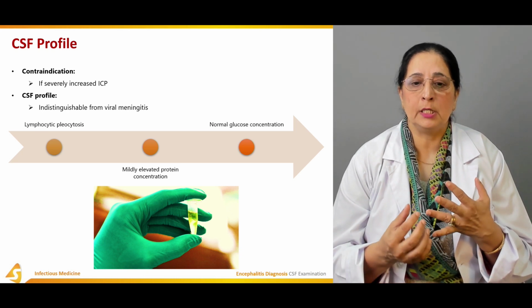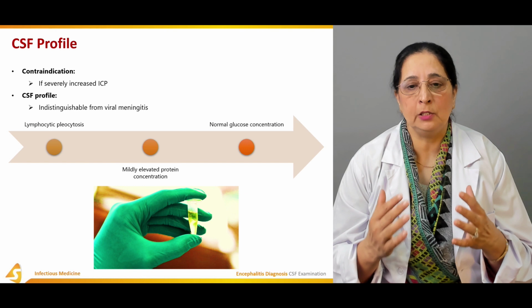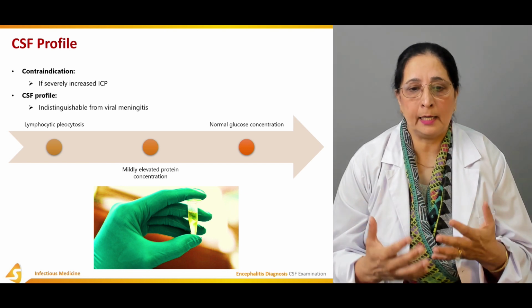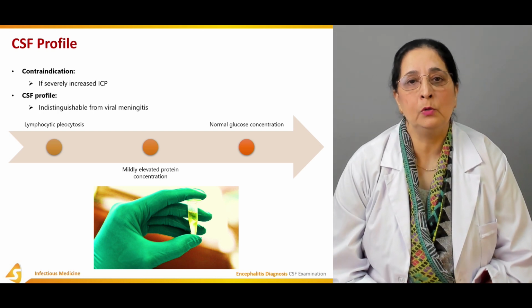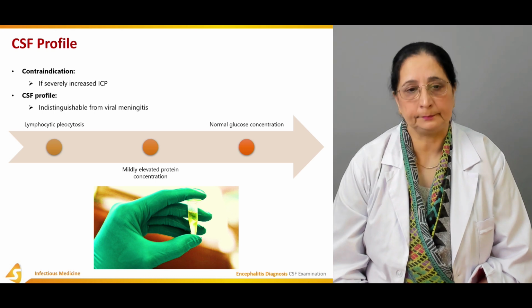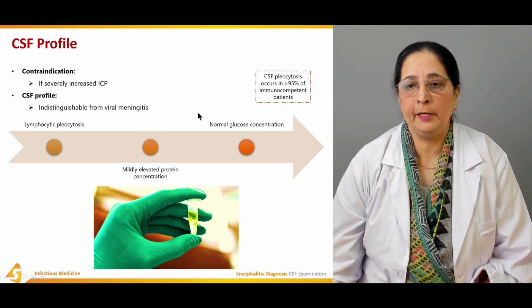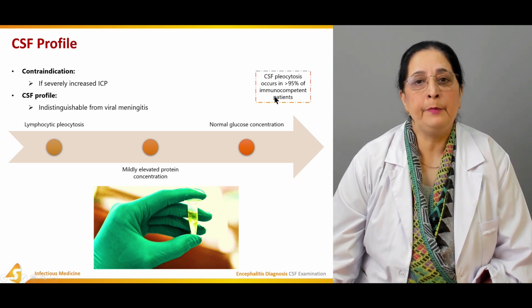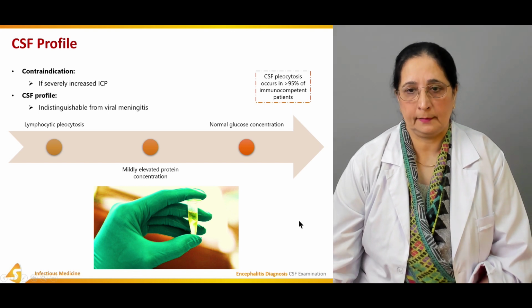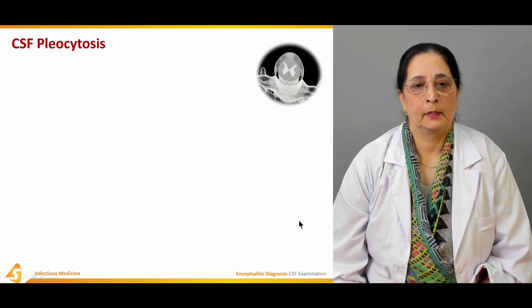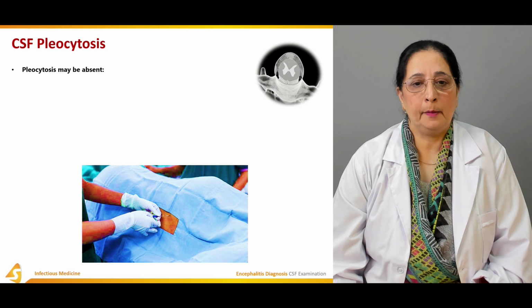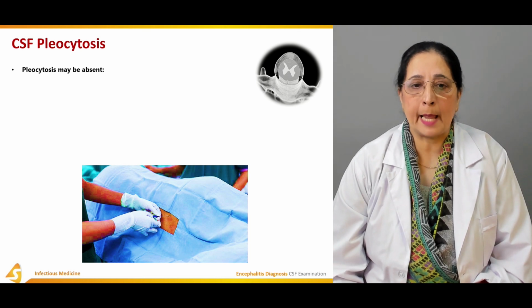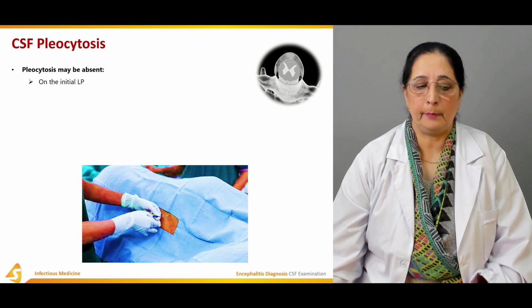Lymphocytic pleocytosis, mild elevation of protein, not severe elevation or marked elevation. It's mild elevation, and normal glucose concentration is present. CSF pleocytosis occurs in more than 95% of immunocompetent patients. Next, cerebrospinal fluid pleocytosis. Pleocytosis may be absent on the initial lumbar puncture.